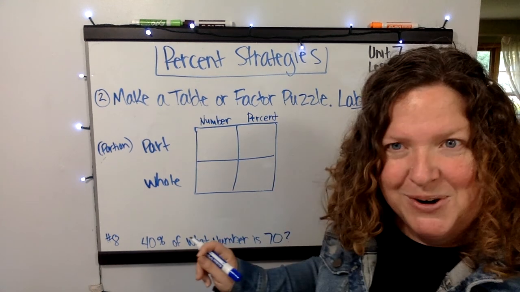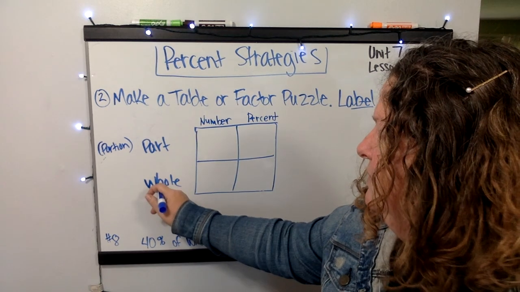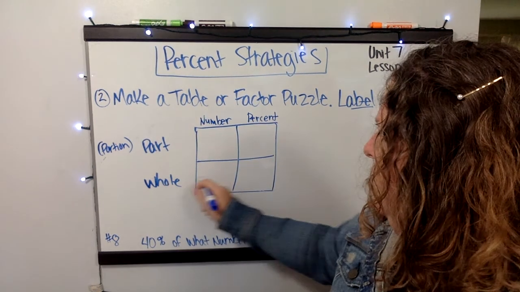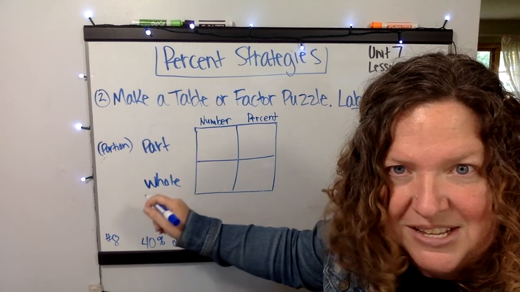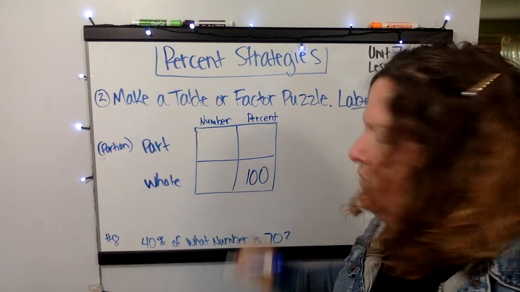So I'm going to start out with the easiest one. The easiest one is the whole thing is always 100%. So the whole thing, where whole and percent cross, the whole thing is always 100%. So that's the easiest one.